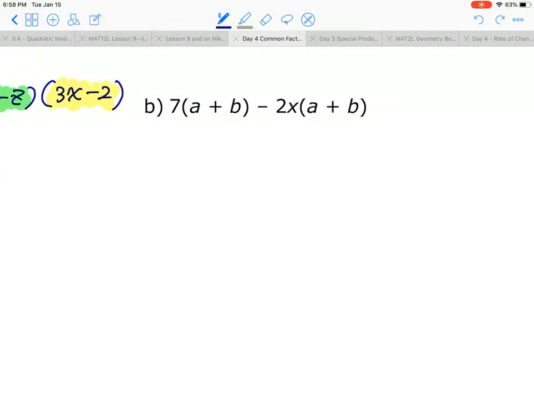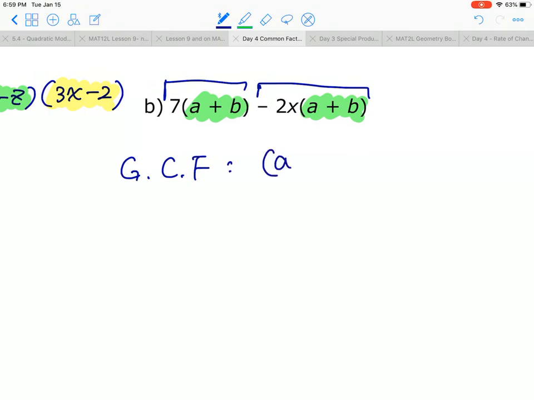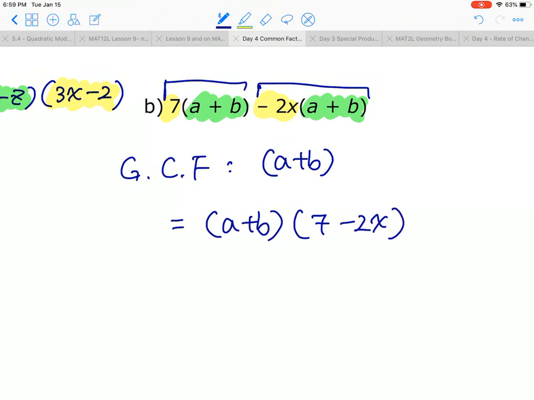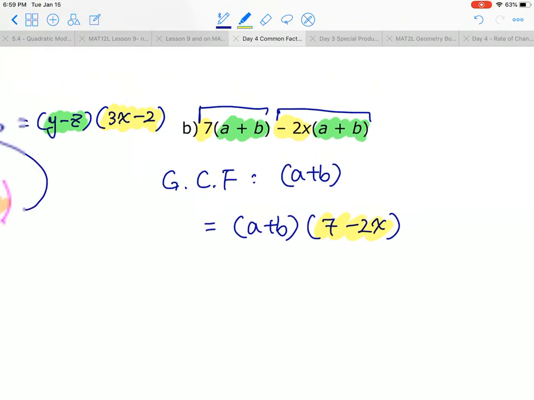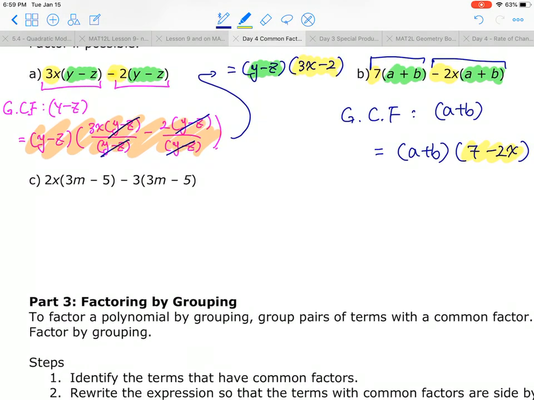So let's take a look at this one. In this case, we have a plus b, right? We have two terms, and in those two terms, we have a plus b as the common factor. So the GCF in this case will be a plus b. So this becomes a plus b. Then whatever we have left over outside of a plus b, which is 7 and minus 2x, will come in the second bracket in this way. Okay? So hopefully you can follow this.